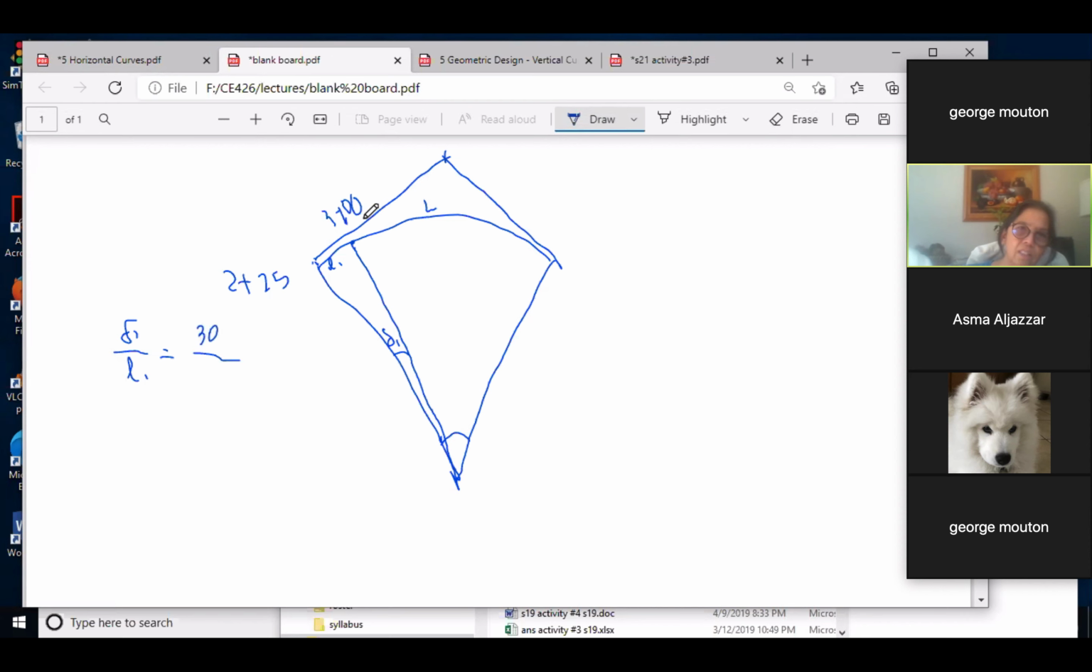And what is L again? Is it 855 or 55.2? 855.2. So now you can calculate this one, this angle. So this angle is equal to how much? What is L1?